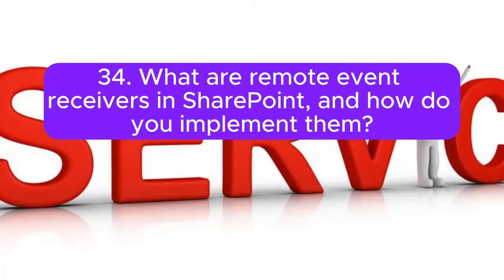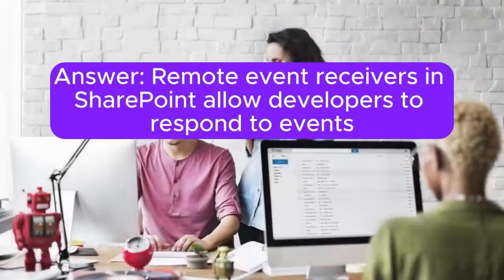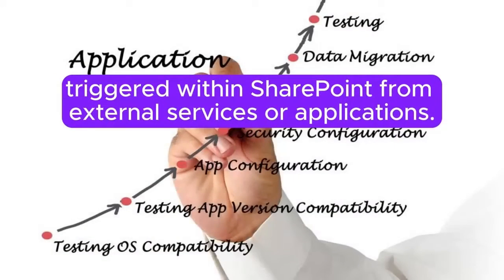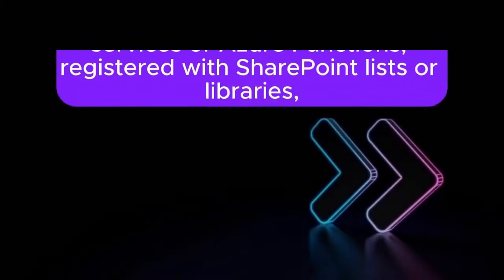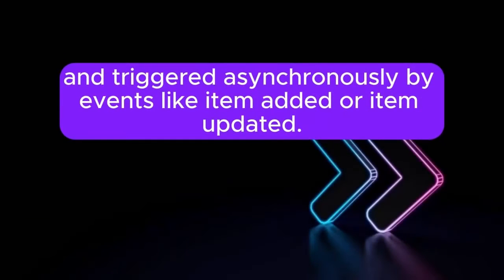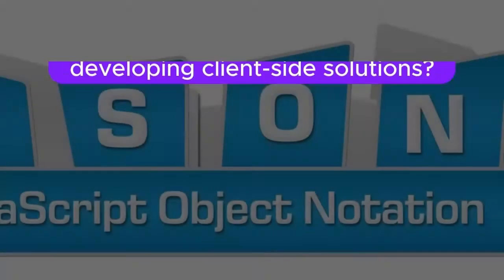34. What are remote event receivers in SharePoint, and how do you implement them? Answer: Remote event receivers in SharePoint allow developers to respond to events triggered within SharePoint from external services or applications. They can be implemented as web services or Azure Functions, registered with SharePoint lists or libraries, and triggered asynchronously by events like item added or item updated.